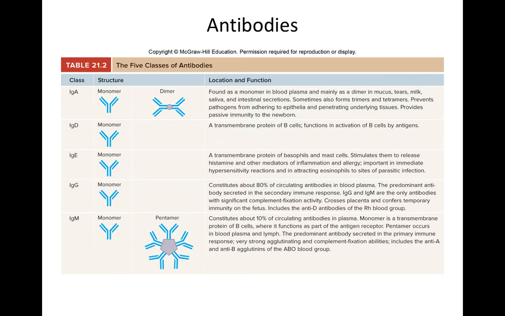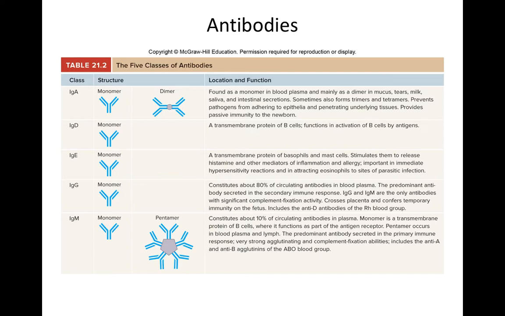IgG is your primary, so the most abundant antibody that you have, it is also very, very small. It is secondary. So when you have a primary immune response that we just talked about, IgM is the first one that you're going to form. Then you transition to IgG. So all of your long-term immunity is in the form of IgG.